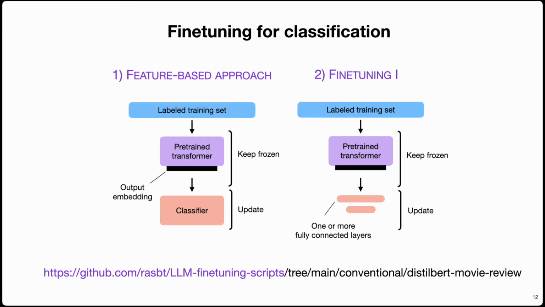Another approach, which I usually call fine-tuning, let's say fine-tuning option 1, would be very similar to the feature-based approach, except that we are now attaching one or more hidden layers and an output layer to this pre-trained transformer backbone. We are still keeping the transformer frozen, which means we're not training this. We are just extracting embeddings, and we are just updating these new layers we are adding.